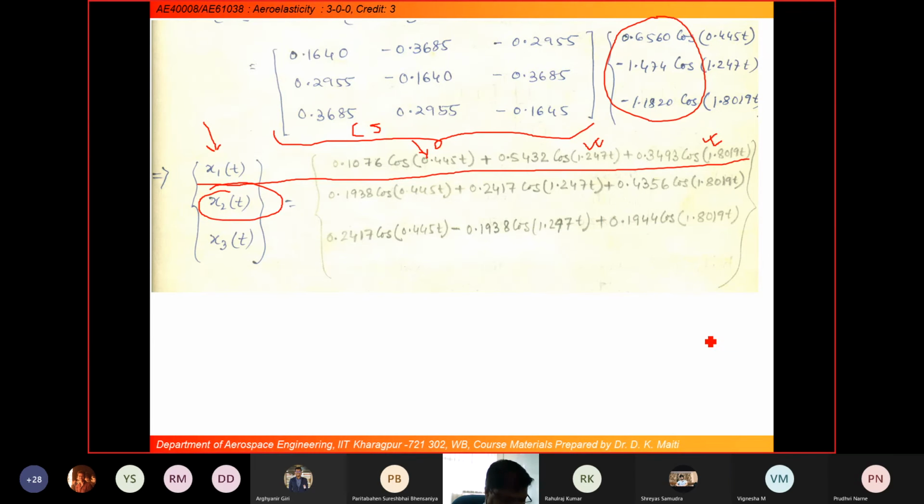Hello? Yes, sir. So you can just look back at this formulation. I have just quickly shown it. But if you work out these values, you will be able to calculate and find out how the response is coming from mode 1, mode 2, and mode 3.